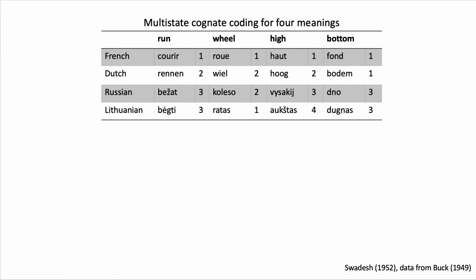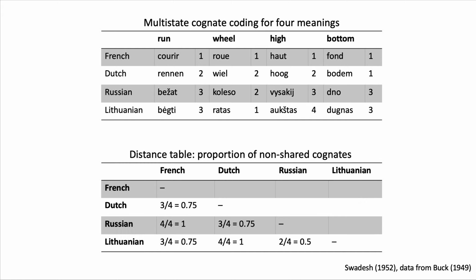For instance, in the first column, the Russian and Lithuanian words for run belong to cognate class 3. That means they belong to the same cognate class, they are related. Whereas the French and the Dutch word for run belong to different cognate classes 1 and 2. Swadesh calculated the distance between each pair of languages by dividing the number of words which are not cognate by the total number of words. This is the distance between the language pair.